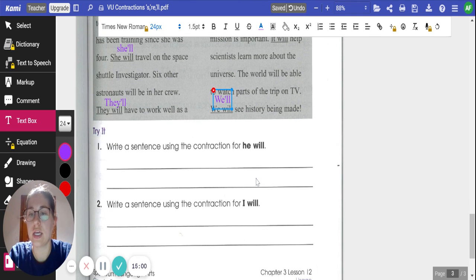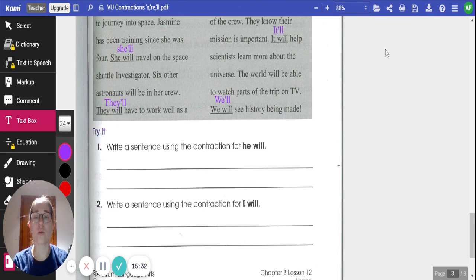Okay. To finish up, we are going to write 2 more sentences, one using the contraction for he will and one using the contraction for I will. I'm not going to give you the contractions this time. I'm going to see if you can do it yourself. And when you are done with that, don't forget to review over all of your contractions so you are ready for the next video.